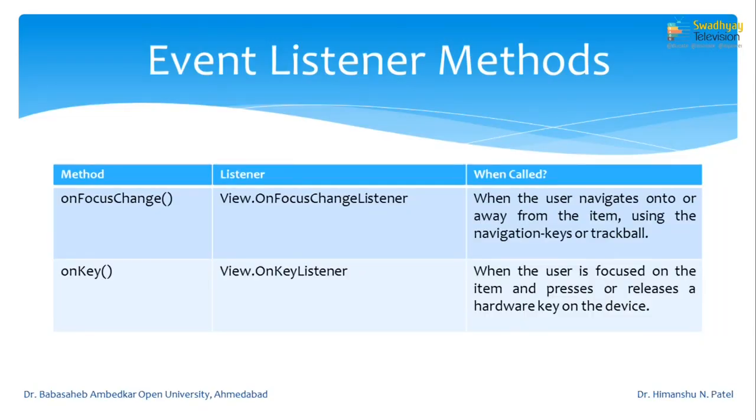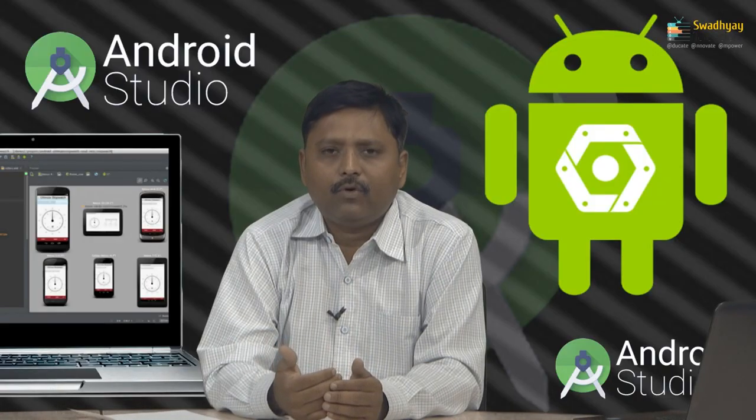Next is on focus change, and the associated listener is on focus change listener. This is called when the user navigates onto or away from the item using the navigation key or trackball. For example, if I am leaving a text field and entering another text field, then this on focus change event is called for both text fields, one for losing focus and another for getting focus.